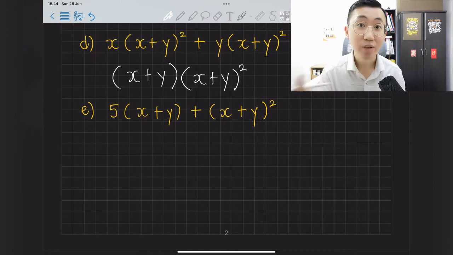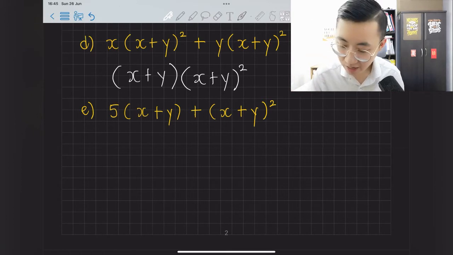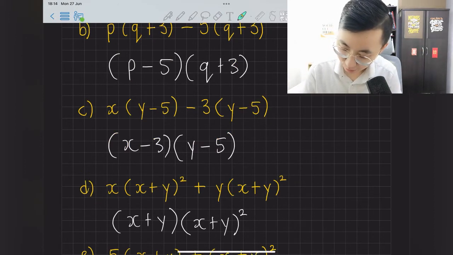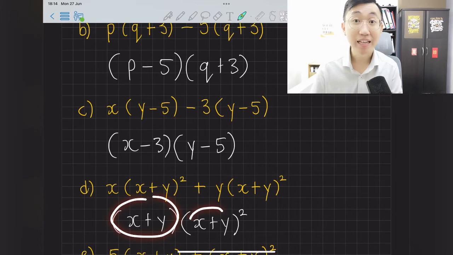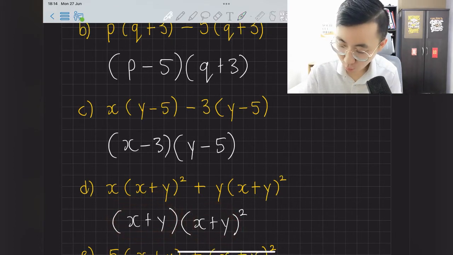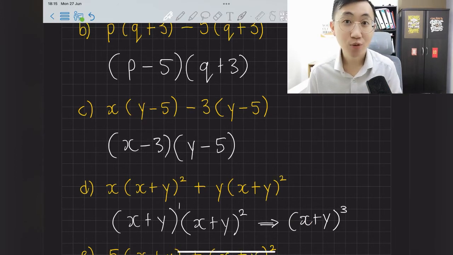Since the common bracket between the two terms is actually having the power of 2, so you have to copy power of 2. Okay, and I almost forgot that when you see the brackets are having similar terms again, you need to combine them. So how to combine them? This is actually like power of 1. So you need to put a final answer. So x plus y bracket, now power of 3. So this is the final answer for this question.